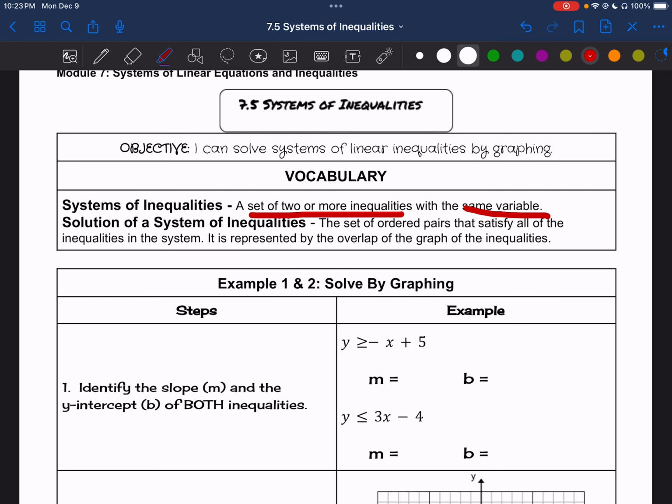And how do we represent these inequalities? What do we see the solutions as? They're a set of ordered pairs that satisfy all the inequalities in the system, and it is the overlap of the graphs. Right? So remember, a solution to an inequality is a region. It's an entire region that any of the values within it are going to satisfy it. In a system of inequalities, you're looking for an overlapped region where points are going to satisfy both of the inequalities that you're looking at.